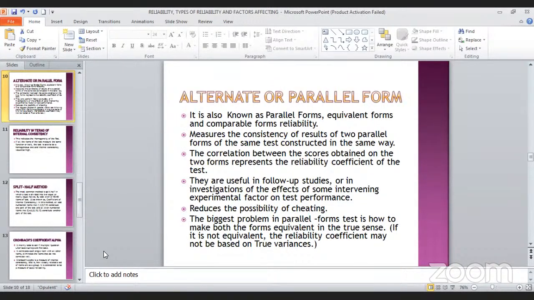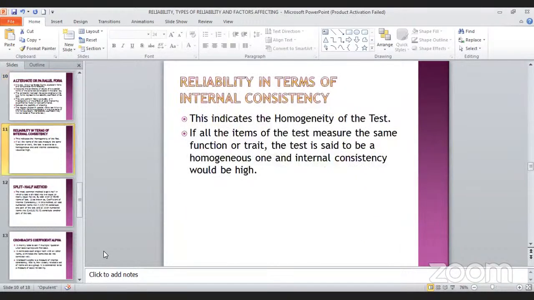Now it is clear to all of you. Go to the next one. Yes, Rose, please continue. So we are going to see reliability in terms of internal consistency here. Internal consistency indicates the homogeneity of the test, which means if all the items measure the same function or trait, then the test is said to be homogeneous and the internal consistency will be high.